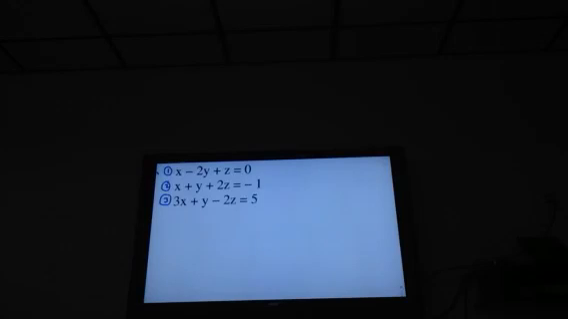So I'm going to take equation 2, and I'm going to add it to equation 3. And I'm not going to rewrite them, I'm just going to do that. So x plus 3x is 4x. y plus y is 2y. Positive 2z and negative 2z cancel. And negative 1 and positive 5 is 4. And I'm going to take that equation and I'm going to put a box around it, because I'm going to come back to it. I'm not finished with it yet. So I used my elimination method to eliminate the z's.